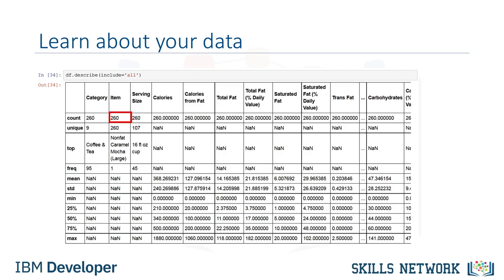We see that there are 260 observations or food items in our data frame. We also see that there are 9 unique categories of food items in our data frame. We can also see summary statistics information such as frequency, mean, median, standard deviation, etc. for the 260 food items across the different variables. For example, the maximum value for total fat is 118. Let's investigate this data further.